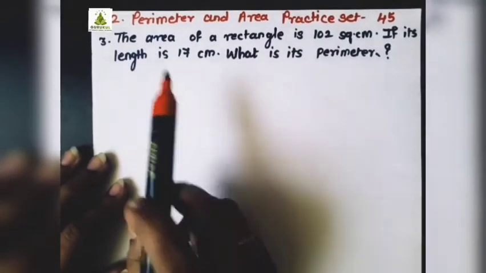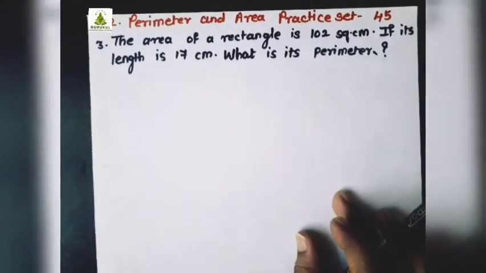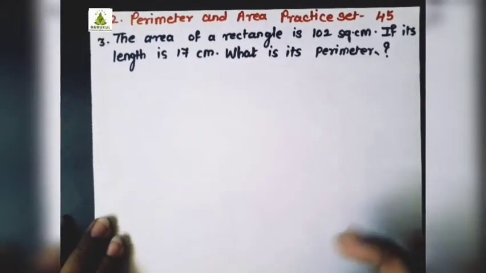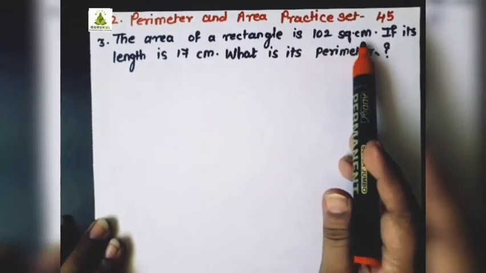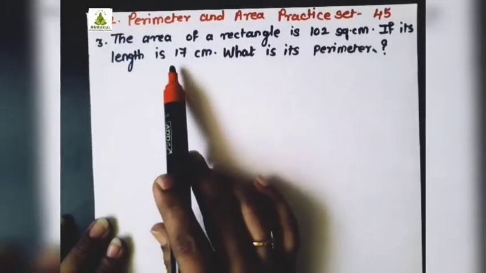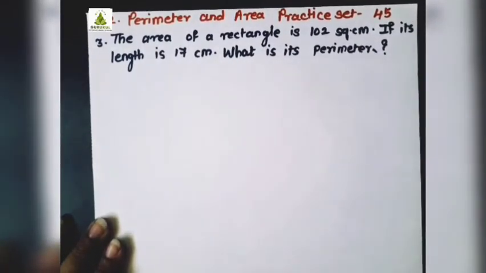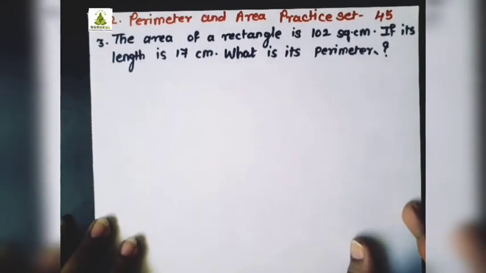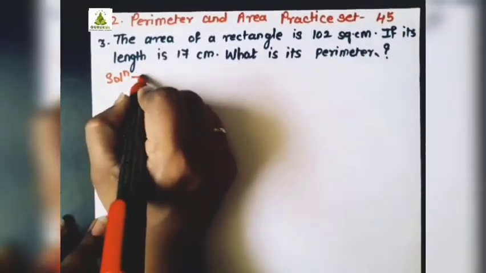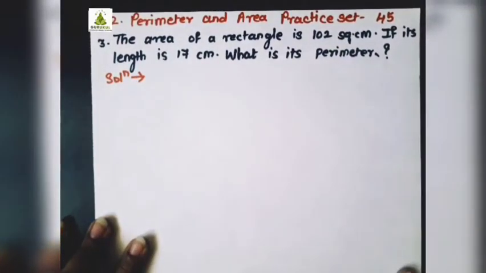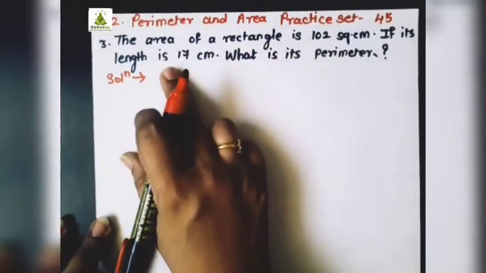Now in the third sum, the first two sums were easy. Simply we have to put in the formulas and find the answer. In the third sum, if you see what they have given, the area of a rectangle is 102 square centimeters. If its length is 17 centimeters, what is its perimeter? Here it is a little bit twisted. The area and length are given, and we have to find the perimeter.